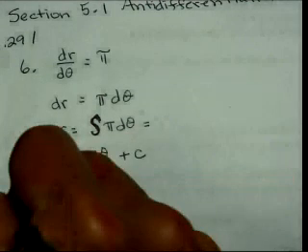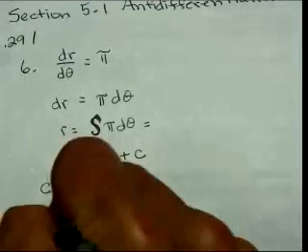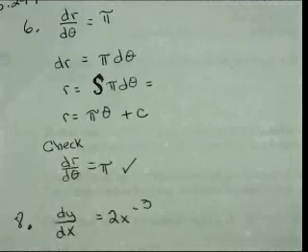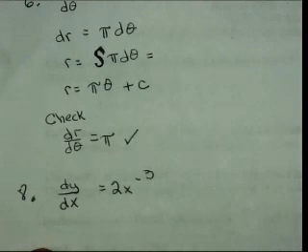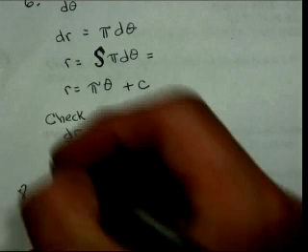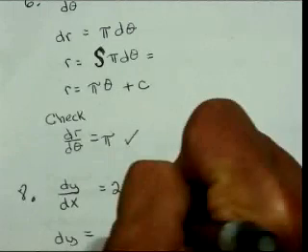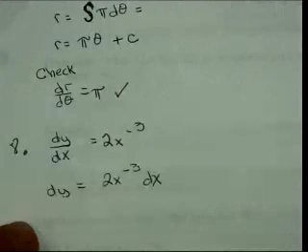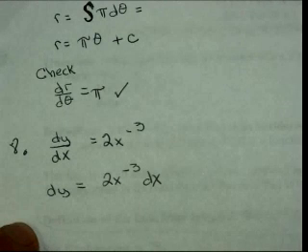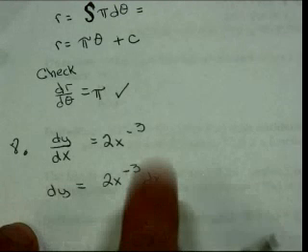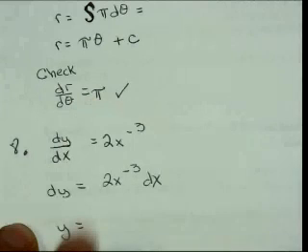Number 8, here's my differential equation. dy over dx equals 2x to the negative 3. Well, if dy over dx equals 2x to the negative 3, then dy would be 2x to the negative 3 dx. Just multiply both sides by dx. And if the derivative of y equals this, then y would be the antiderivative of 2x to the negative 3 dx.